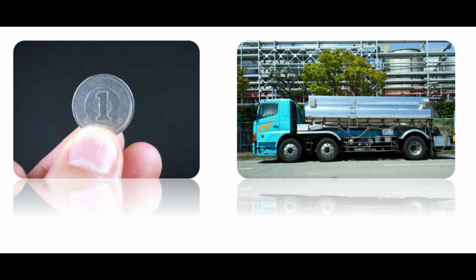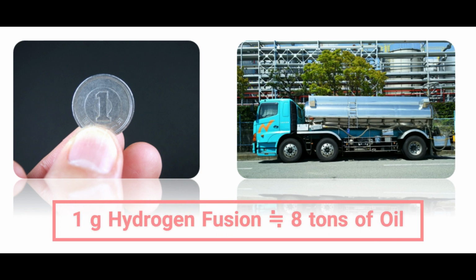This nuclear fusion reaction releases enormous energy. The amount of energy released is comparable to the energy from burning 8 tons of oil, when 1 gram of hydrogen undergoes nuclear fusion. 1 gram is the same weight as 1 Japanese yen. 8 tons of oil is the same amount as 1 load on a tank lorry. You can see that a large amount of energy is released from nuclear fusion with a small amount of fuel.